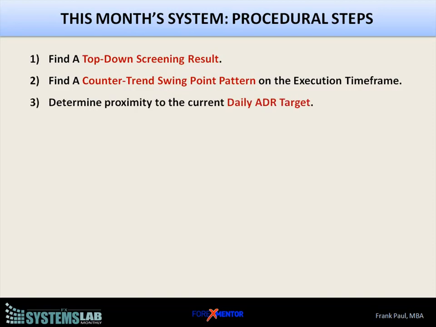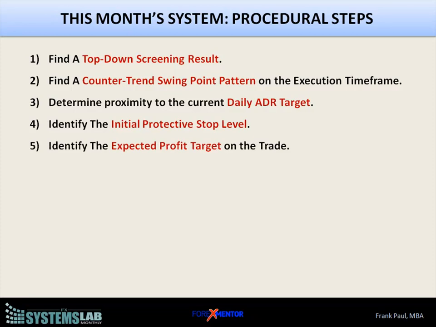Determine the proximity of price action when that swing point materializes in relation to the daily ADR target. The idea being here that if you're too close to the projected high or low for the day, don't act on that signal. Wait till you've got a bit more gap to play with. Identify the initial protective stop level, which is 5 pips on the other side of the swing point, which serves as the entry trigger. Identify the expected profit target on the trade, which is variable based on trading style, position, swing, day trading, or scalping. Assess the reward to risk potential of the setup.